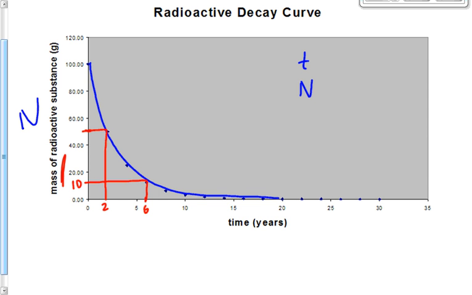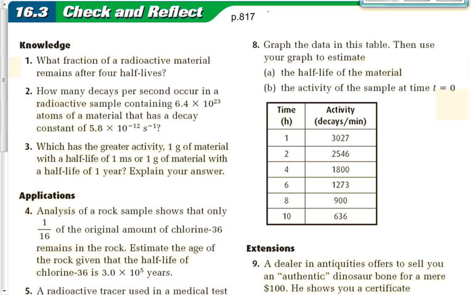Okay. Here's your homework. Page 817. Some check and reflect questions, page 817. Number 1 to 7. Scratch number 2, guys, sorry. So it's number 1 and 3 to 7.